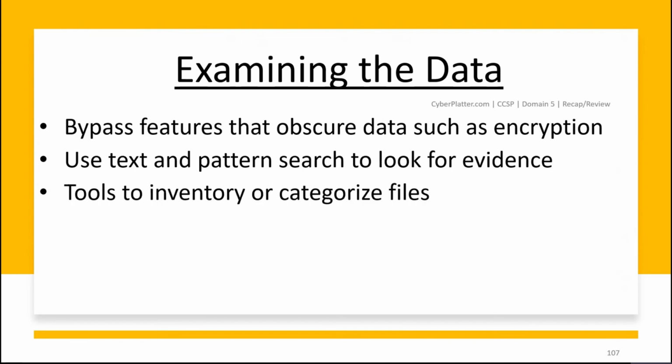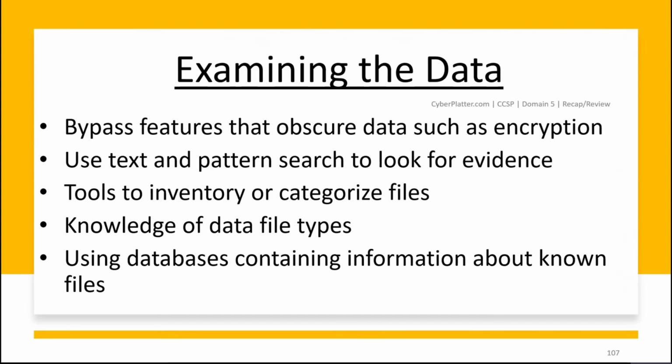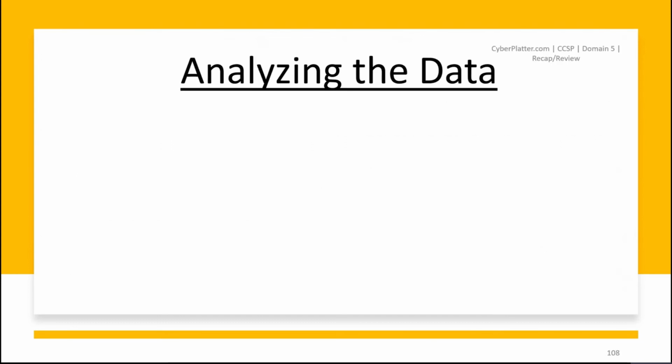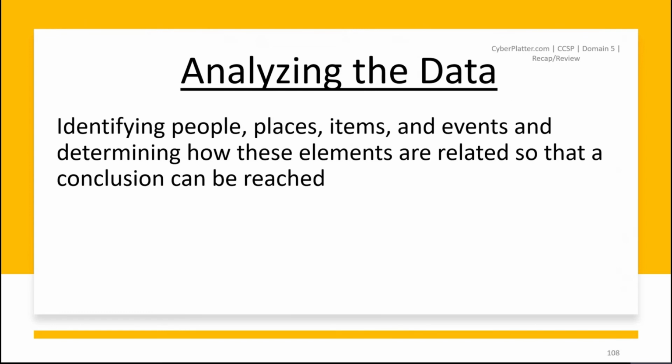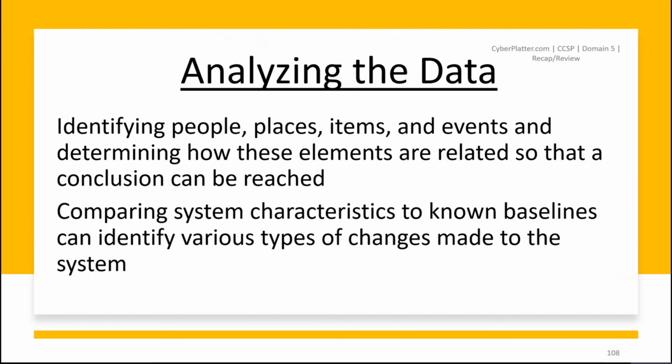Use tools to inventory or categorize files, knowledge of data file types, and databases containing information about known files. Analyzing the data: identifying people, places, items, and events and determining how these elements are related so that a conclusion can be reached. Comparing system characteristics to known baselines can identify various types of changes made to the system.